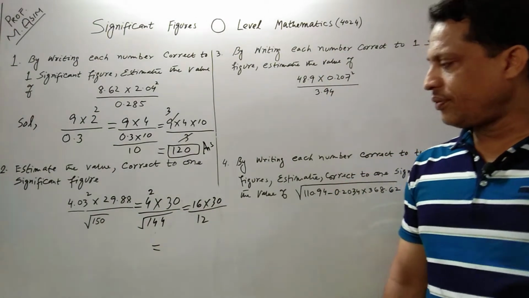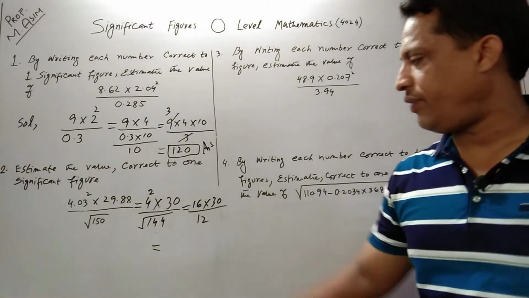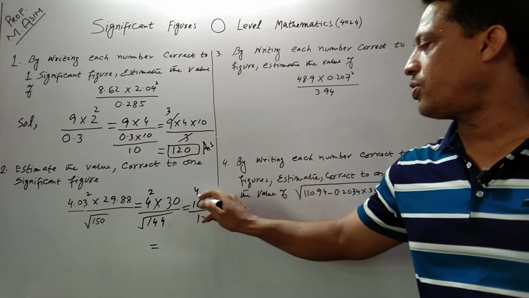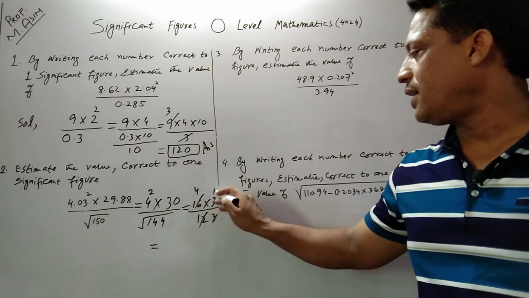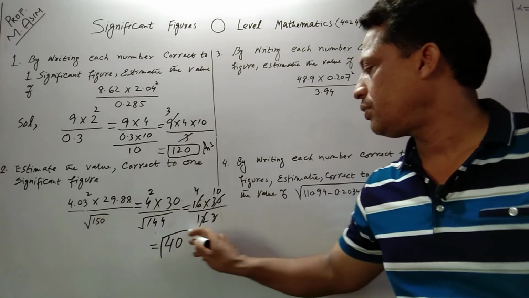Now, cancel out 16, 30 upon 12. How to cancel out? By taking a number: 4 fours are 16, 4 threes are 12, 3 tens are 30, and 10 fours are 40.